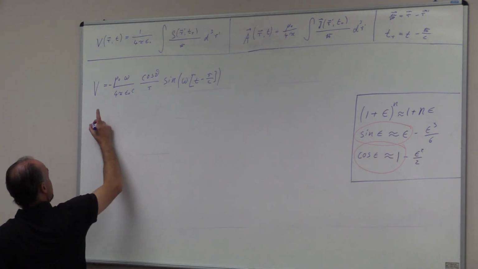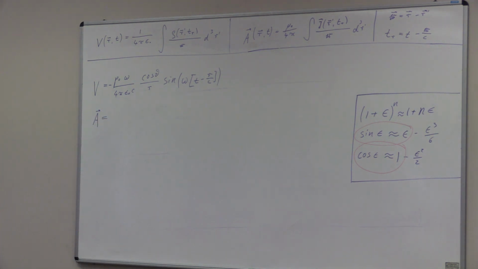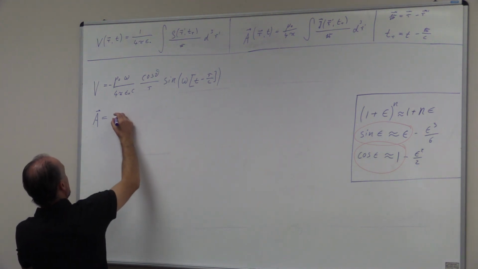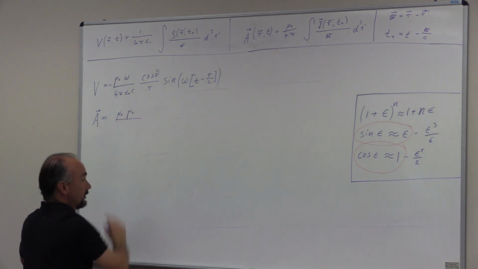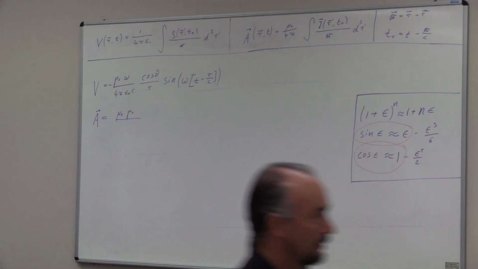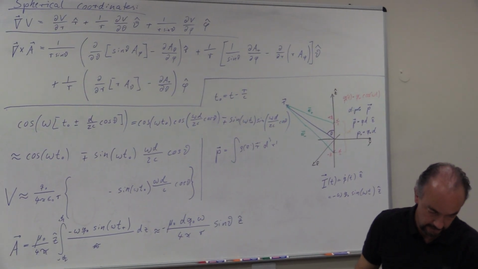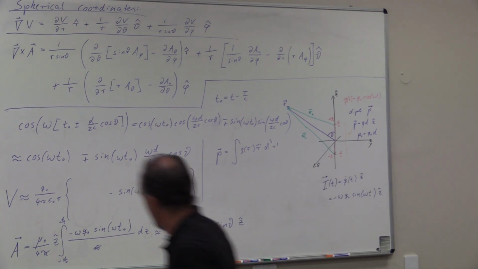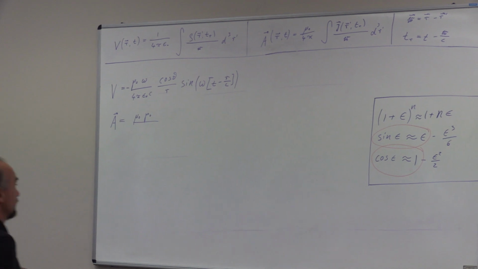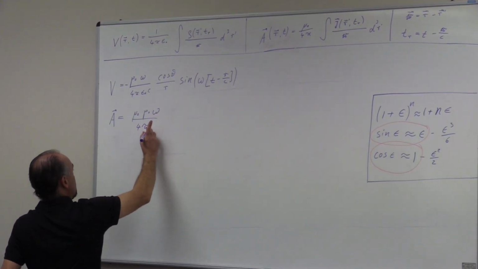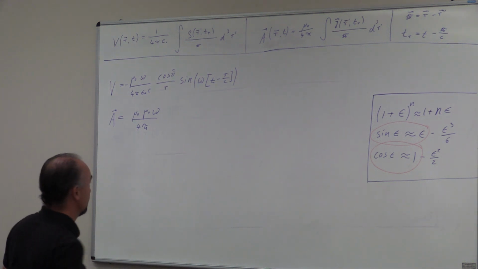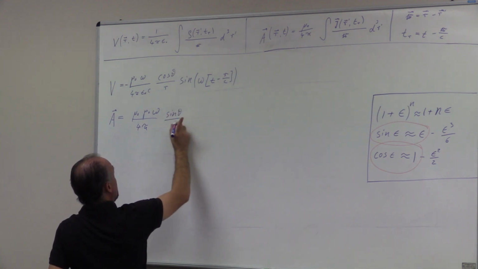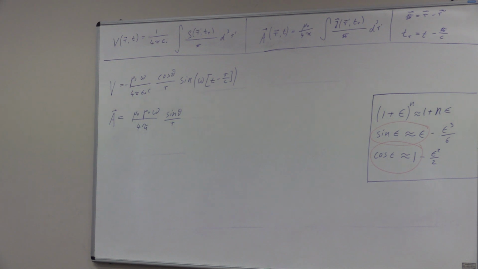And we have our vector potential. In this radiation approximation, as mu naught p naught over 4 pi r. And there's still a minus sign from the minus. Good. So we're not. Omega. Why is nobody complaining here? What's wrong here?